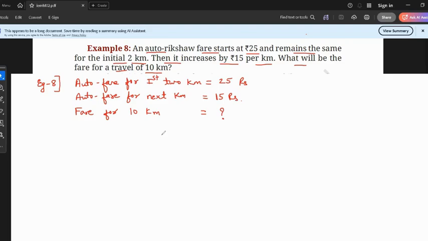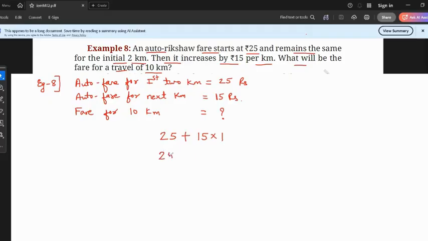First of all, 25 rupees is fixed, right? You have to pay this much. First kilometer, then also 25, second kilometer, then also 25. So this is a fixed amount. Plus, then you have to pay 15 rupees per kilometer. So 15 rupees I have to pay for 1 kilometer. Okay, this is the fare to be paid.